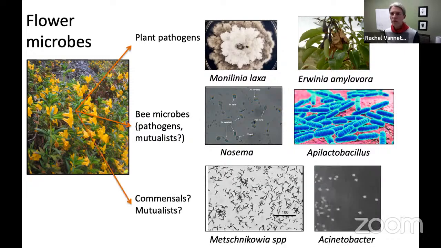A final group of microbes that we find on flowers has, I would say, the least known about its ecology. I'm going to refer to these groups of microbes as maybe commensals, maybe mutualists. We don't really know. All we know is we find them very often on flowers. And this might be things like yeasts or bacteria that seem to be quite specialized. We don't find them really outside of the floral habitat.